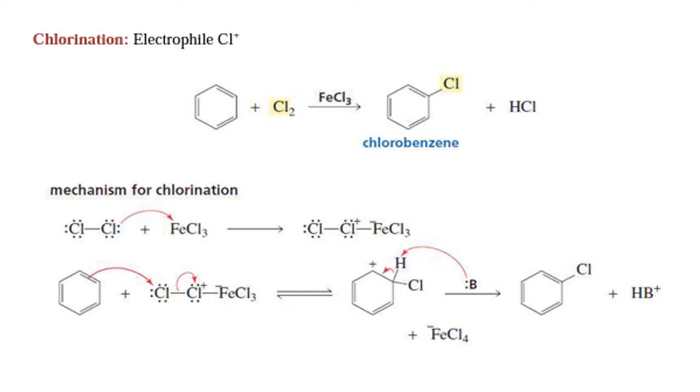In the next step, the chlorinium ion attacks the ring to form a resonance stabilized carbocation intermediate. Then in the next step, proton transfer from the intermediate produces chlorobenzene.